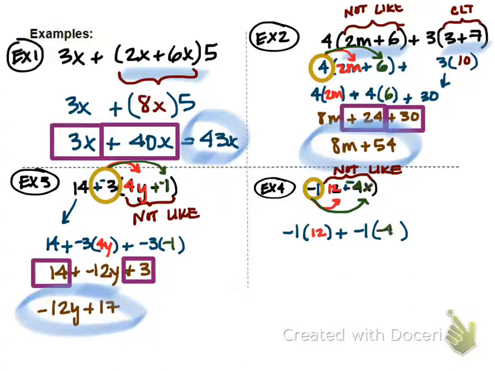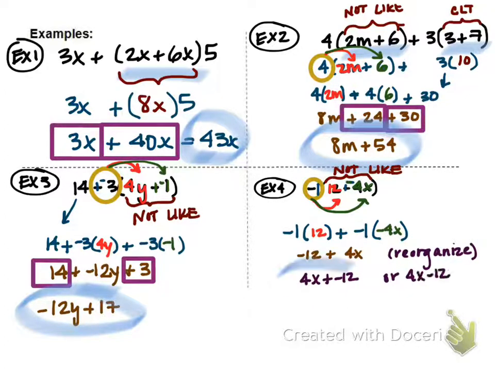So I'm going to put a -1 times 12 plus -1 times -4x. And I'll get -12 plus +4x. This tells me I need to reorganize. So 4x plus -12 is the same thing. I also want you to be aware you can use subtraction here to say 4x minus 12 if you prefer.